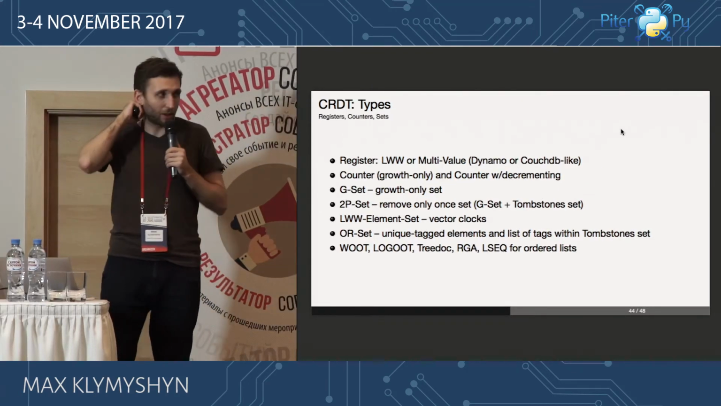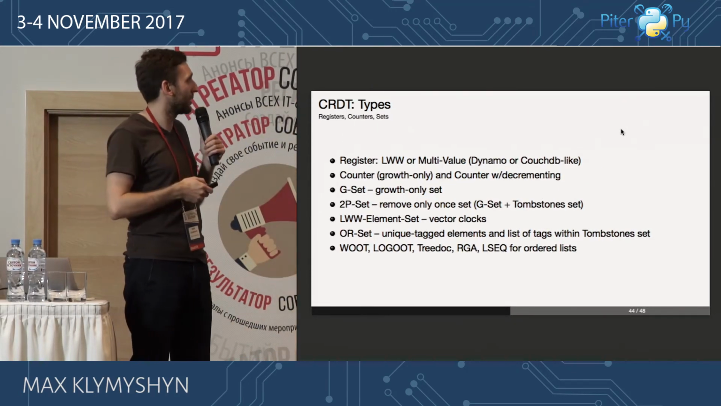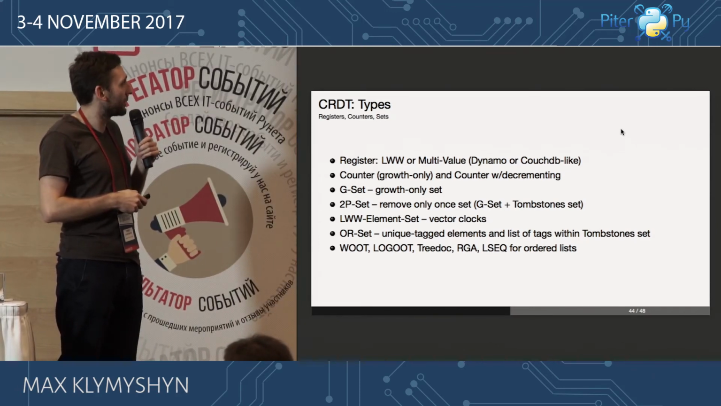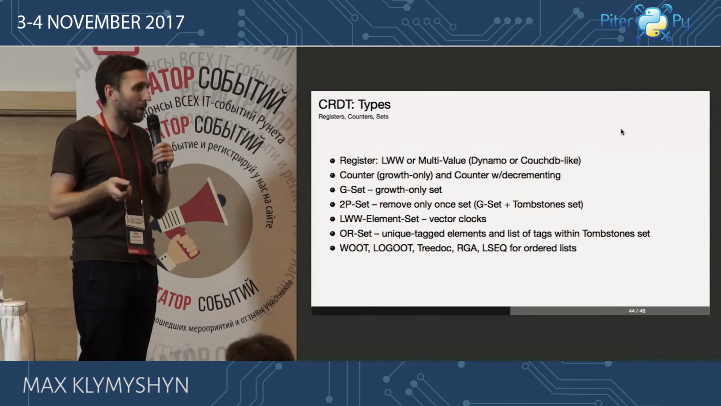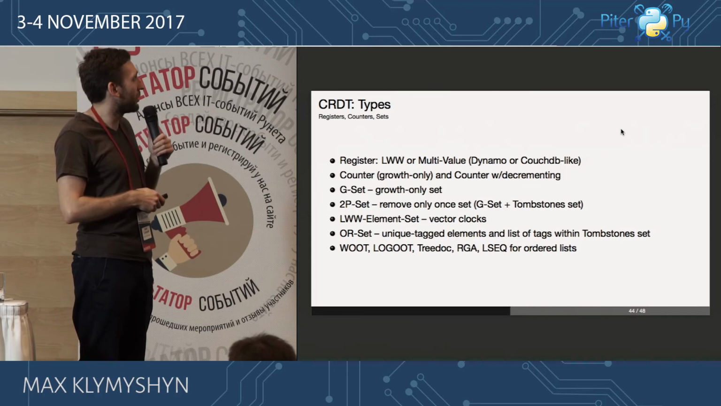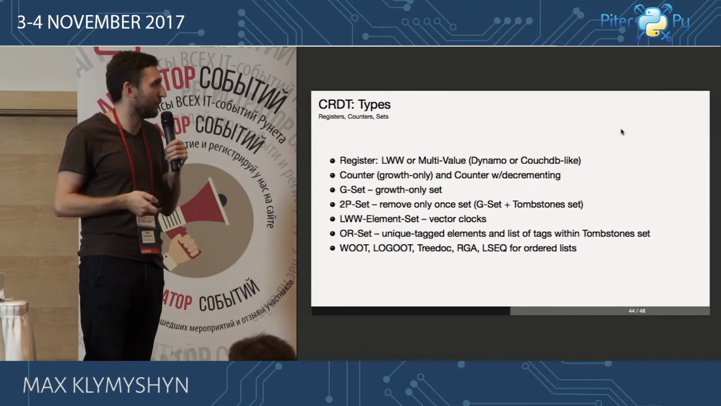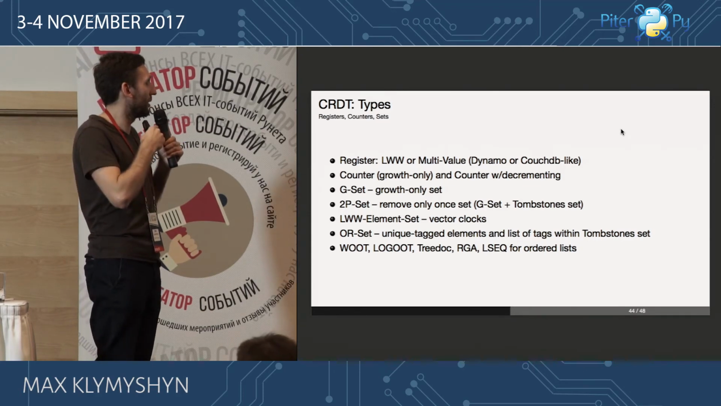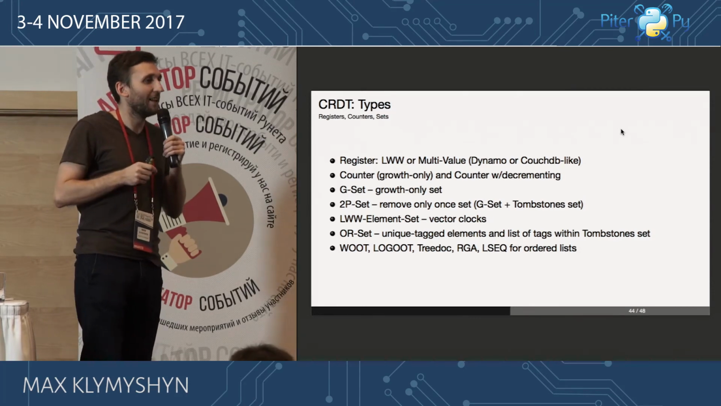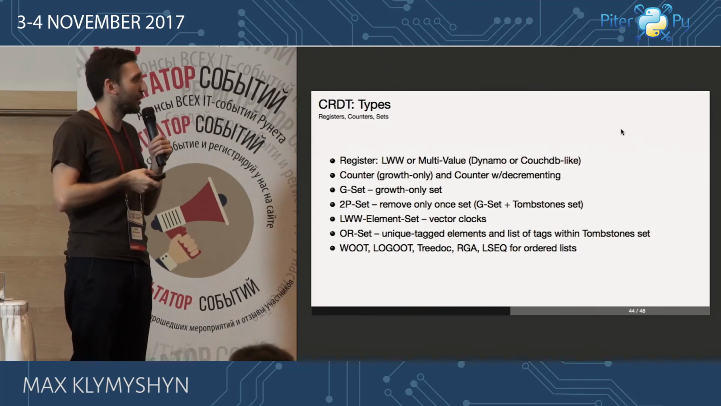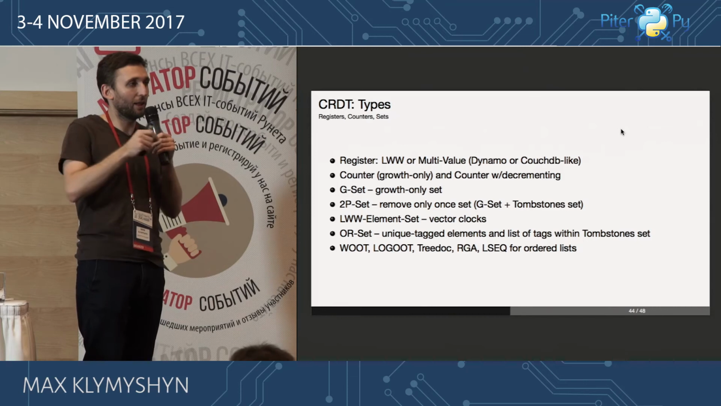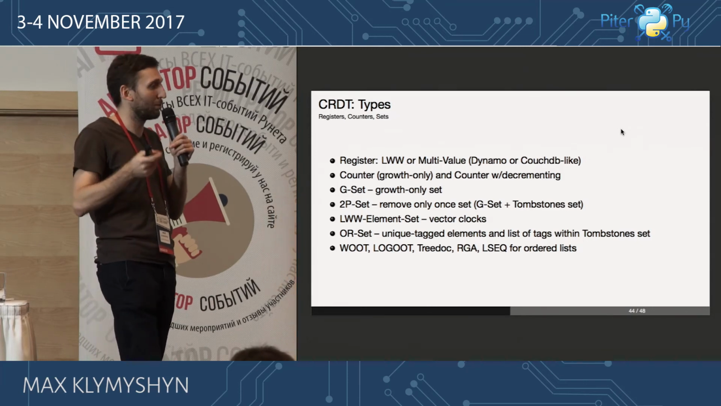So what other types exist in CRDT? I mentioned register, multi-value, but there is another one, LWW, last-writer-wins. Counter, G-set, sets. Eventually they invented 2P-set. You can remove elements, it's a cool thing. And other optimizations like OR-set, where you tag every element, so you can add or remove it multiple times.